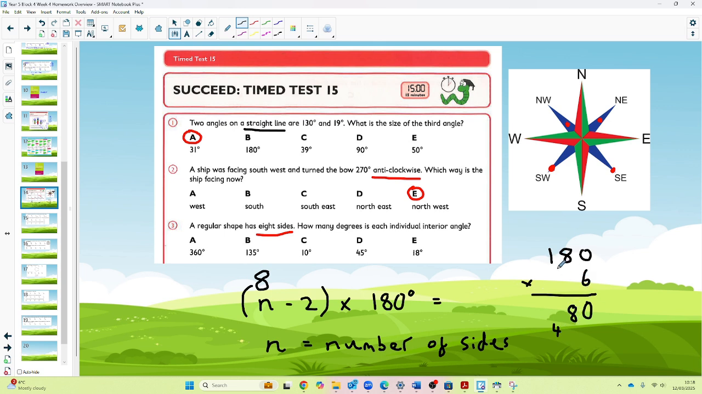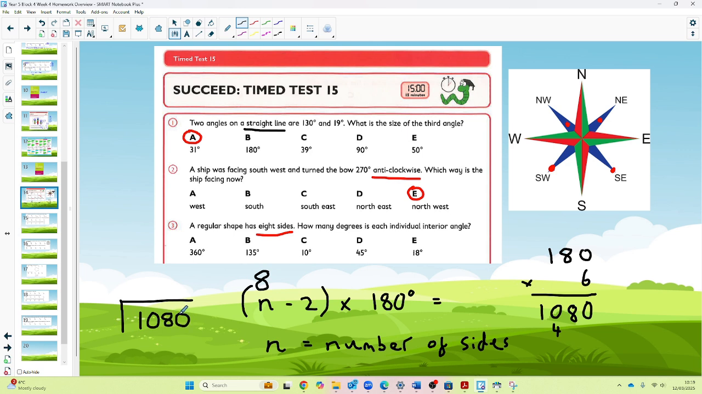6 times 100, 600. Don't forget about the 4 down here. And that will give us 1080 degrees. But because there are 8 angles, we're going to need to divide that by 8. And that will then give us 135. I'm just going to show you how that looks over here in terms of division.